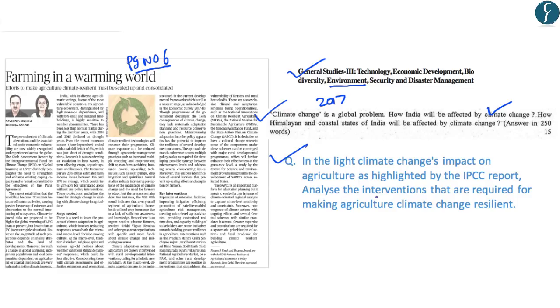So this question requires you to analyze the interventions that are required for making the agriculture climate change resilient. So in this article, the authors have mainly discussed the steps that are required for making agriculture climate resilient. Further, they have highlighted various interventions by the Government of India in this regard. So all these points can be used in answering this question from your mains examination point of view. So now let us take up all these points one by one.